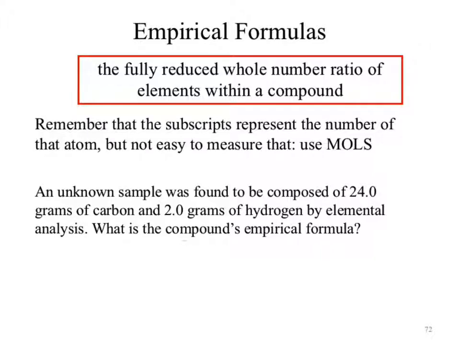Okay? So let's switch it up. An unknown sample was found to be composed of 24.0 grams of carbon and 2 grams of hydrogen. What is the compound's empirical formula? Again, what we're trying to solve for is CxHy. I need to know what X is, I need to know what Y is. Our units for X are moles of carbon. The units for Y are moles of hydrogen.